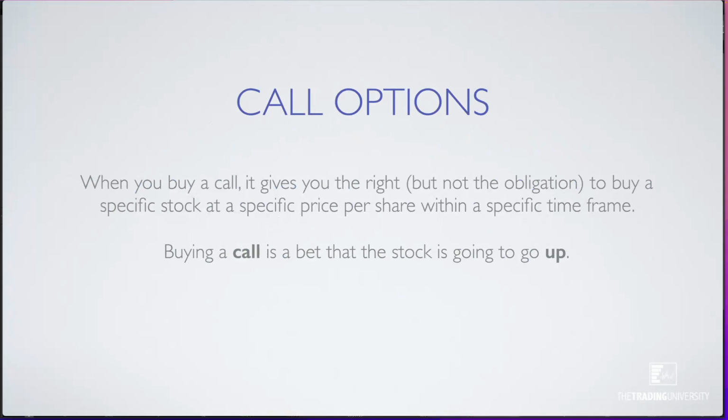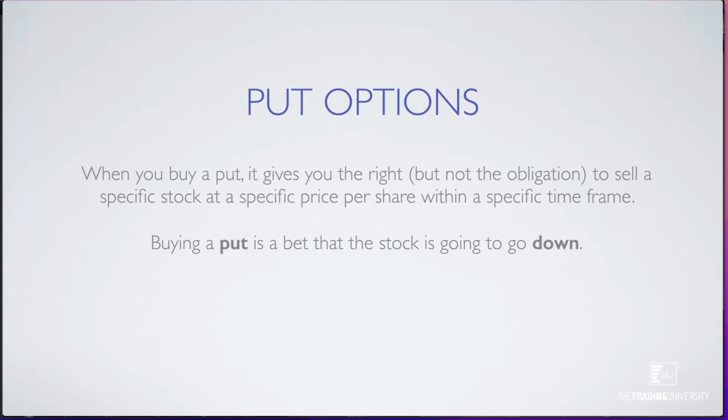So a call option, when you buy a call, gives you the right but not the obligation to buy a specific stock at a specific price per share within a specific time frame. So buying a call is generally a bet that the stock is going to go up. It's a bullish bet. Conversely, when you buy to open a put, it gives you the right but not the obligation to sell a specific stock at a specific price per share within a specific time frame. Buying a put is a bet that the stock will go down. It's a bearish bet.